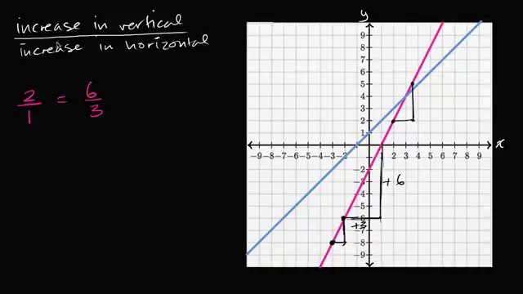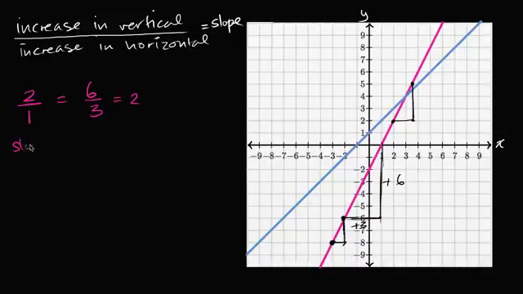So this notion of increase in vertical divided by increase in horizontal is what mathematicians use to describe the steepness of lines. And this is called the slope. You're probably familiar with the word slope being used for, say, a ski slope, because a ski slope has a certain inclination. It could have a steep slope or a shallow slope. So slope is a measure of how steep something is. And the convention is we measure the increase in vertical for a given increase in horizontal. So 2 over 1 is equal to 6 over 3, which is equal to 2. This is the slope of this magenta line.